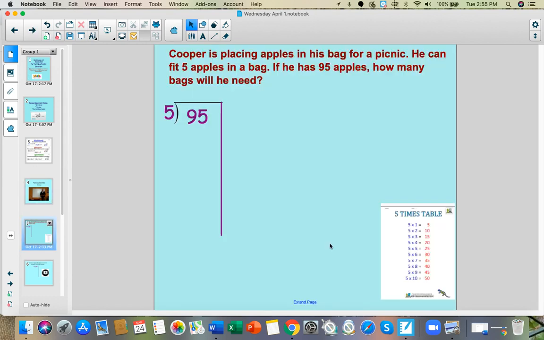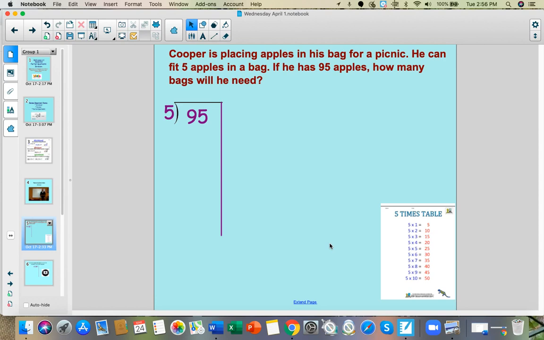Okay, so Cooper is placing apples in his bag for a picnic. I guess he's going for a picnic with his friends. He can fit 5 apples in a bag. If he has 95 apples, how many bags will he need? So we need to figure out how many bags he needs to put all the apples in equally.